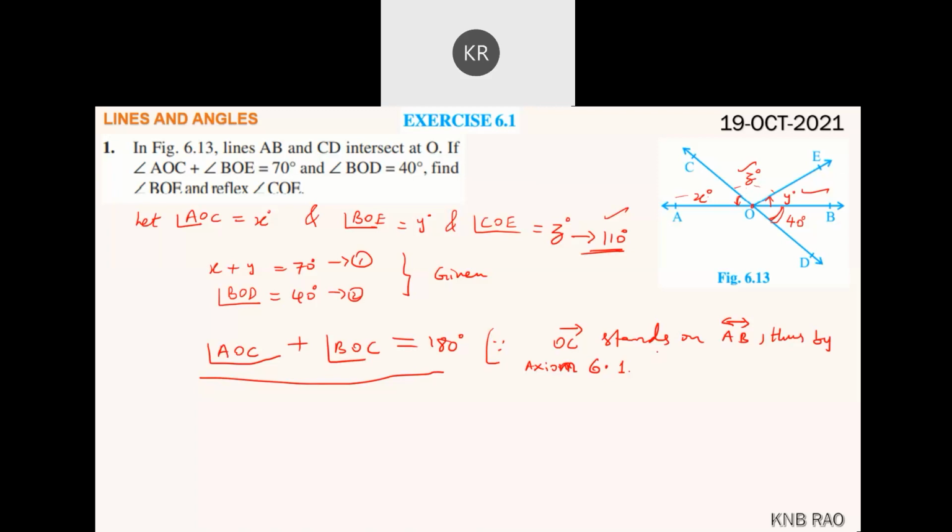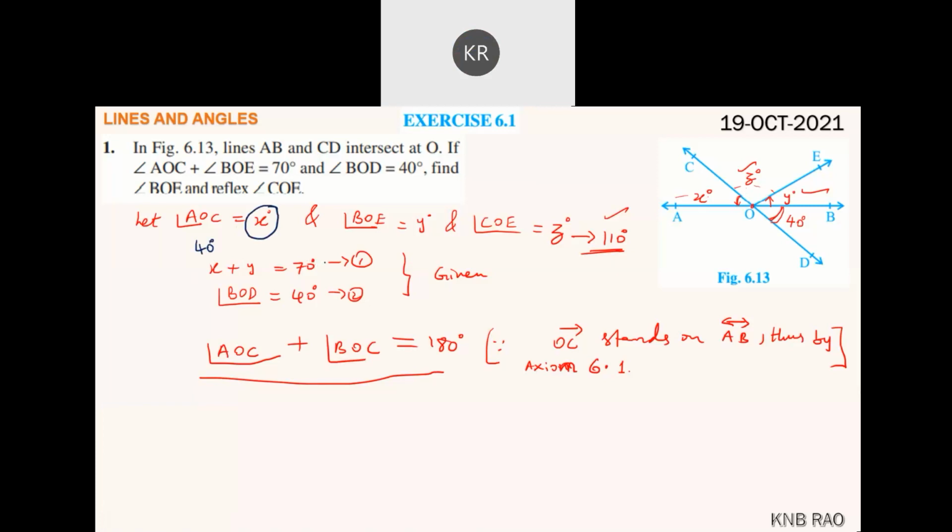Chandru says angle AOC is equal to angle BOD because they are vertically opposite angles. You are right. Angle X equals 40 degrees, then angle Y is equal to 30 degrees. What Chandru said is also correct. That is another way of approaching it. Angle X is 40 degrees, which is correct.